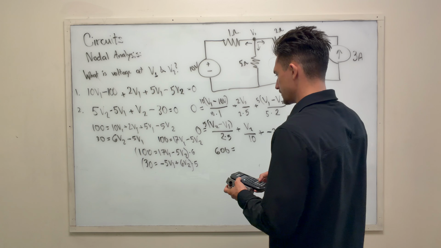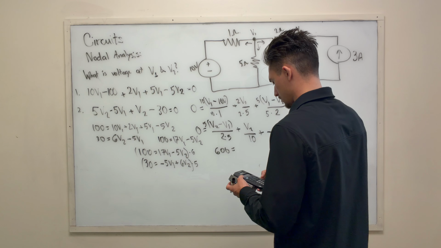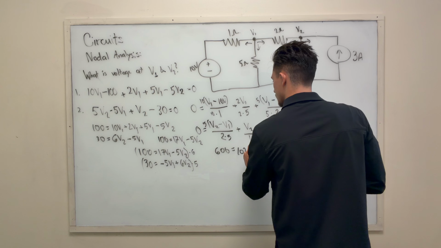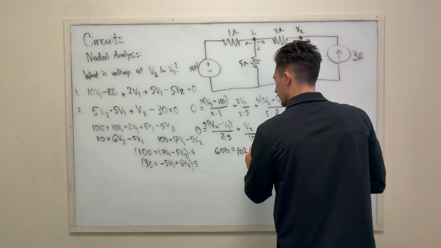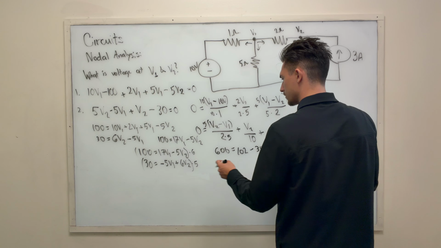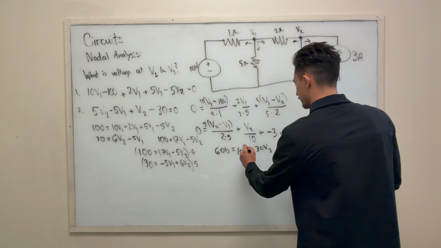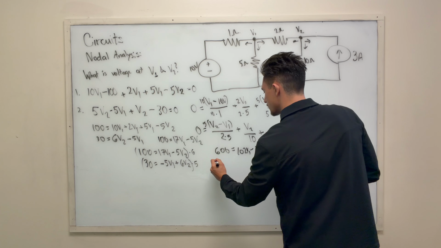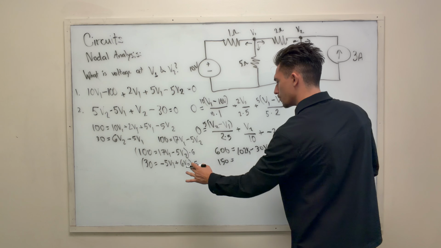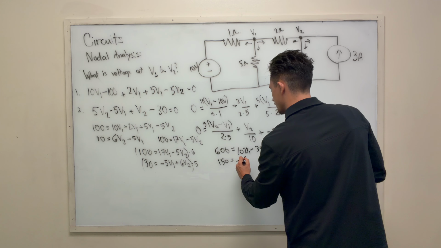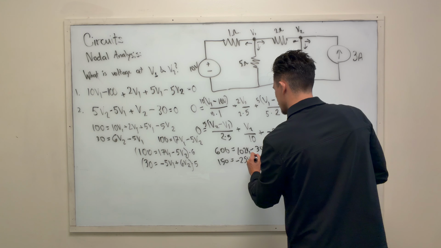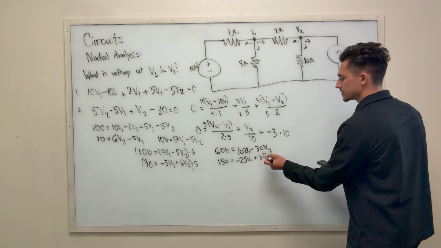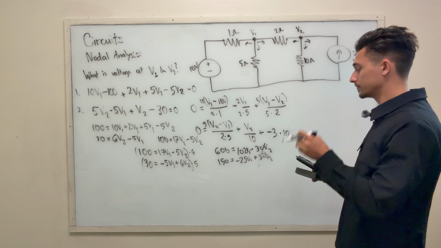17 times 6, which gives us 102, minus 30 v2. Wait, what? 17 times 6 is 102 v1, that's what we're missing. And then over here, we're going to multiply this by 5. So 5 times 30 is 150, which is equal to negative 25 v1 plus 30 v2. So it's nice as we have a negative 30, positive 30, that can cancel out. We can solve for v1.